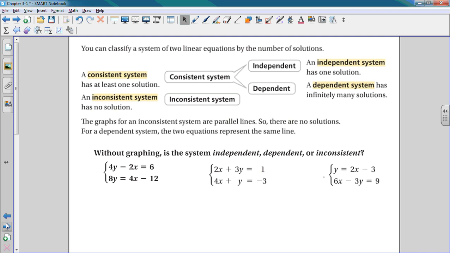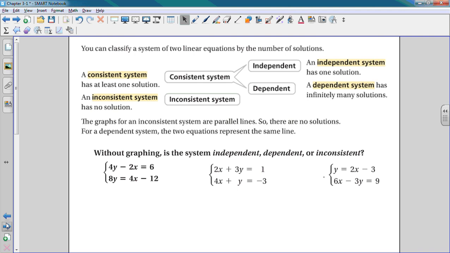Now, if you have a consistent system, there are 2 different options. You can either have an independent system or a dependent system. Now, you might say, well, what do you mean? What I mean is this. Pretend that you have a fruit, like, let's say, for instance, apples. And then you have a Granny Smith apple and you have a Red Delicious apple. Correct? You have 2 different kinds of apples, but they're both apples, right?